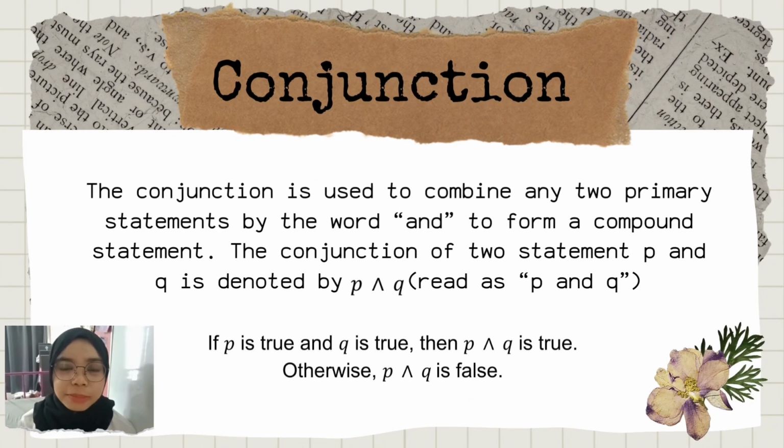After that, I will explain conjunction. Conjunction is used to combine two primary statements by using the word and to form a compound statement. The conjunction of two statements P and Q is denoted by P and Q. The truth value of conjunction is determined by: if P is true and Q is true, then P and Q is true.